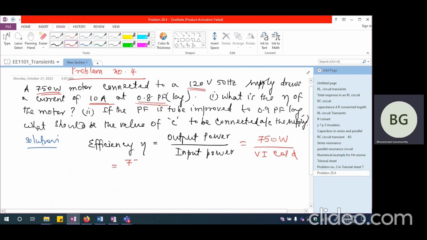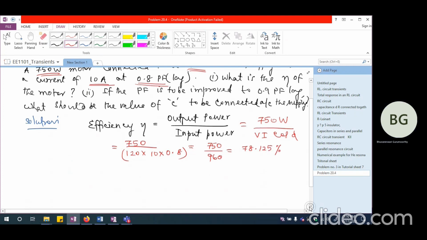So we should be able to write this as 750 divided by 120, not 200, 120 multiplied by 10 ampere multiplied by 0.8. This is the efficiency. So this comes out to be 750 divided by 960. So this is 0.78125 or 78.125%. This is what is the efficiency. Okay.